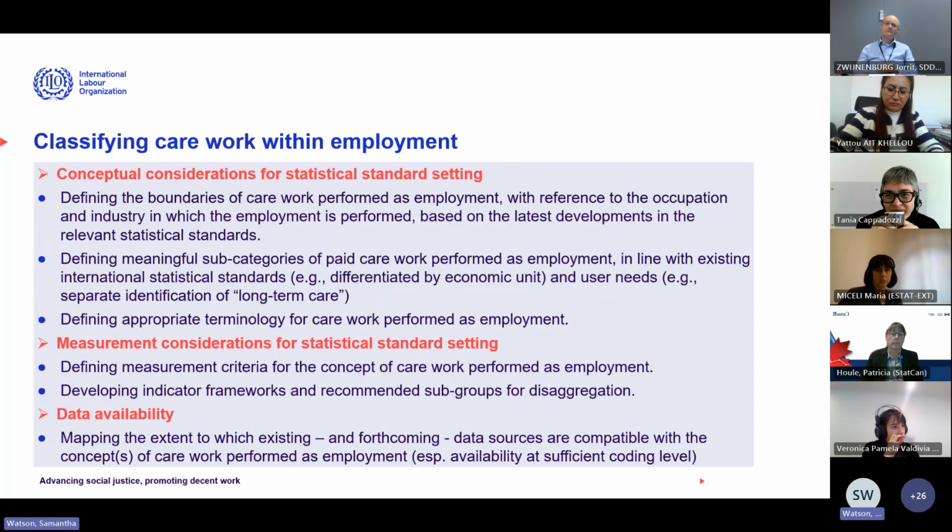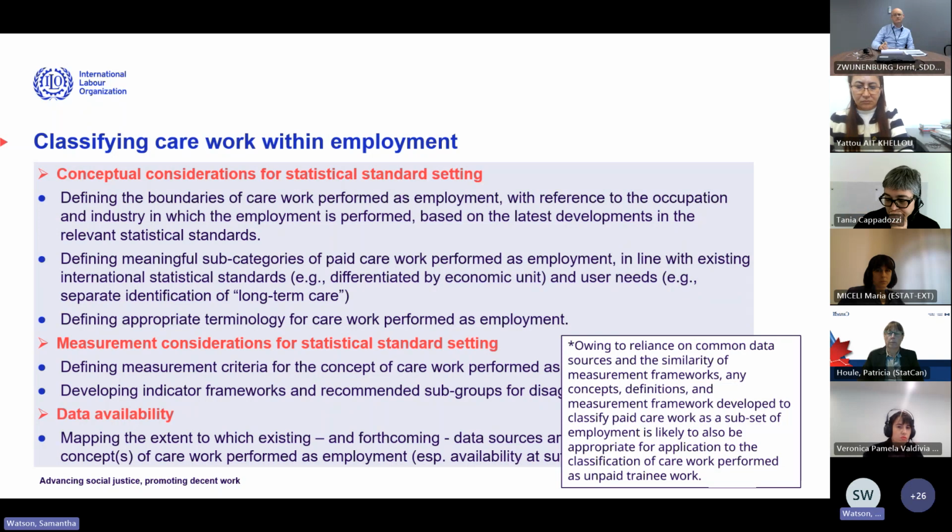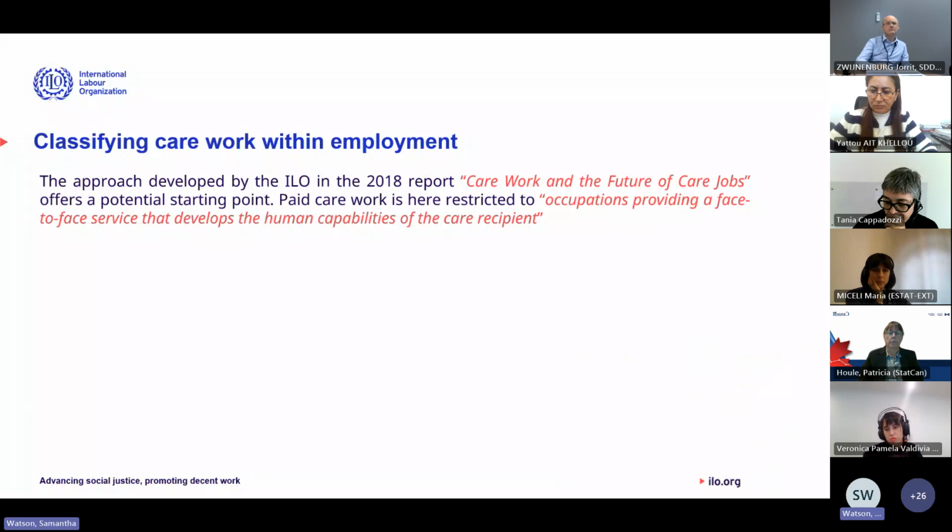So we need to really map the extent to which existing data sources are compatible with concepts of care work performed as employment. This really comes down to the level of detail that we have in the data and the sample sizes as well, to be able to dig down into those ISCO codes to identify care work within broader occupational formations. Owing to reliance on common data sources and the similarity of measurement frameworks, concepts, definitions and measurement frameworks developed to classify paid care work as a subset of employment are likely to also be appropriate for the classification of care work performed as unpaid trainee work. And we can probably extend that to volunteer work, though it's an open question.